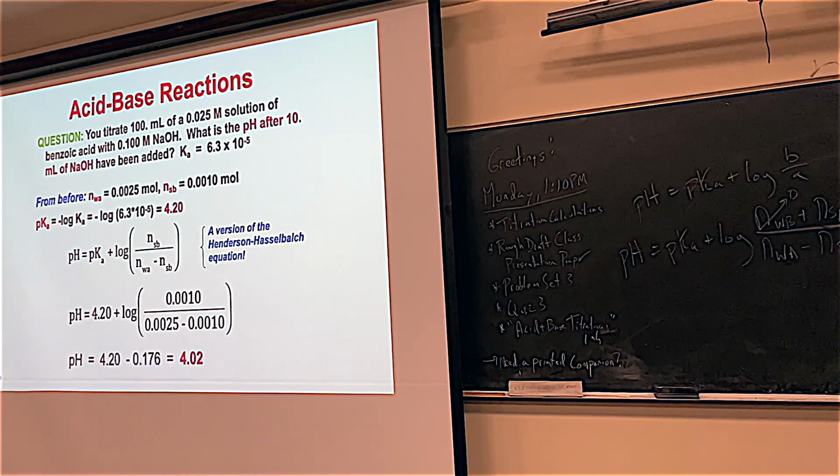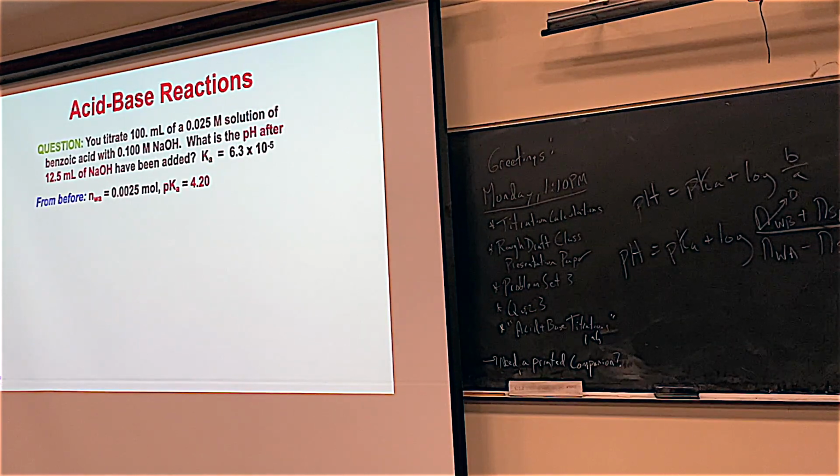Okay. Minus log of Ka is pKa, 4.20. Plug and chug, use the moles, all right? Strong base moles, we calculated 0.001. Strong or weak acid moles, that number. All is said and done, pH is 4.02. Questions?